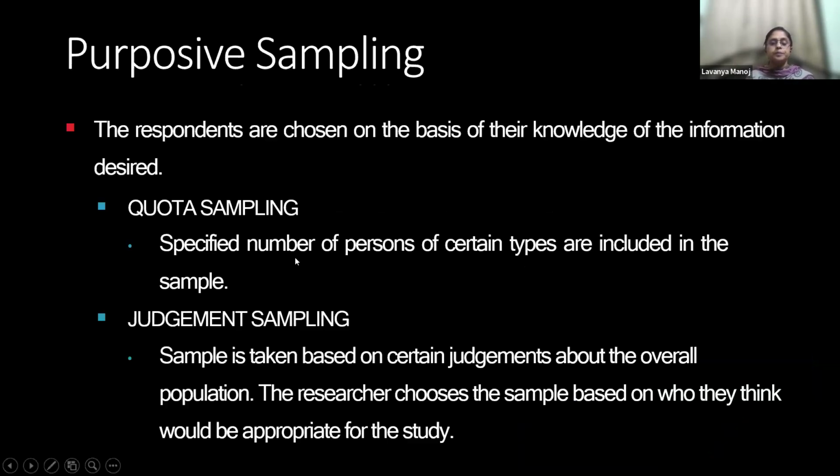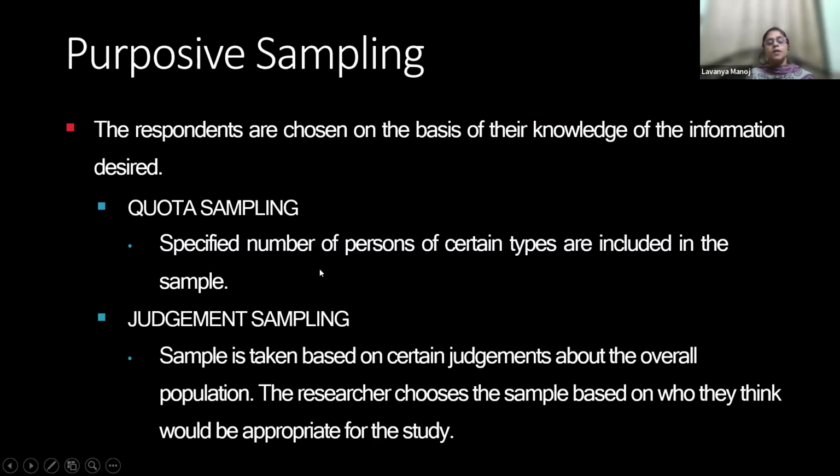And then we have purposive sampling. Here the respondents are chosen on the basis of their knowledge of the information desired. Under this you have quota sampling and judgment sampling.